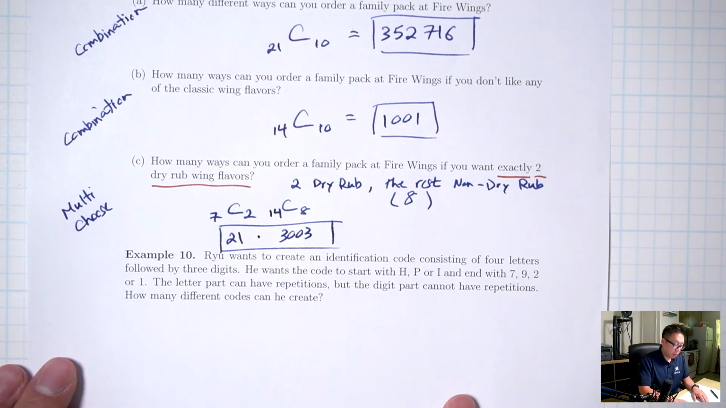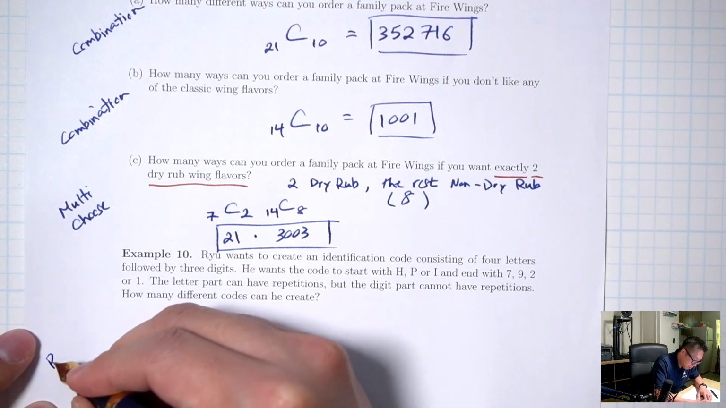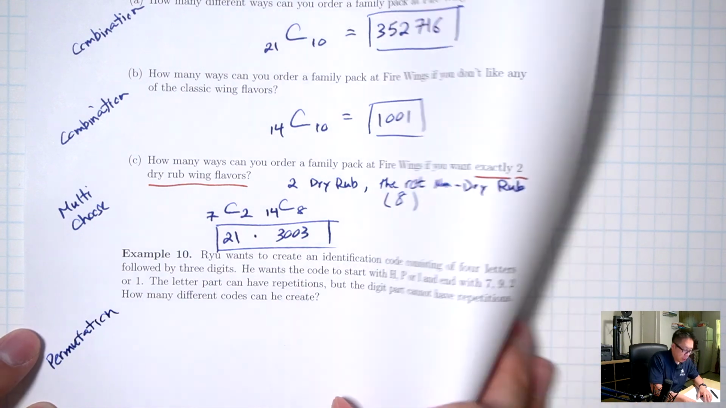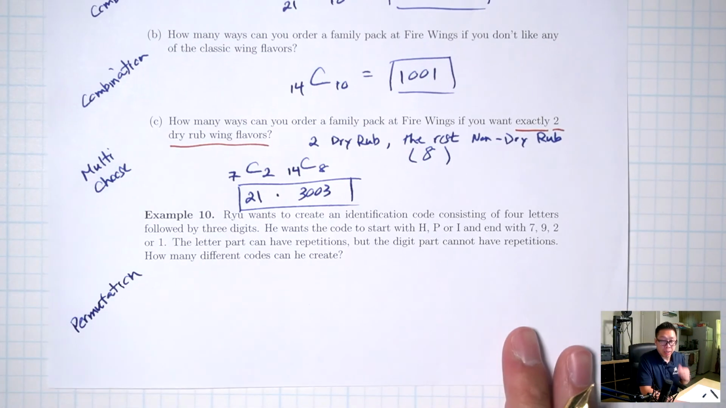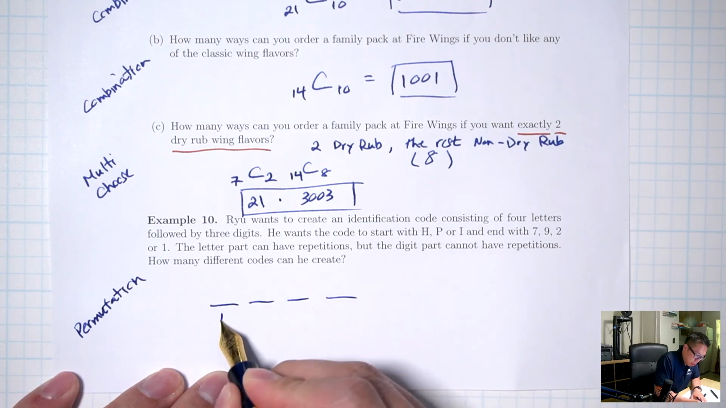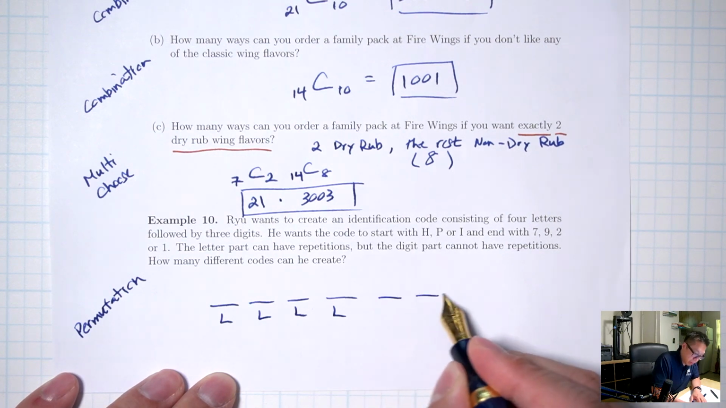Example 10. Ryu wants an identification number code consisting of 4 letters followed by 3 digits. So already this is like a password, so this is a permutation. We're not rearranging anything, so this is a regular permutation. How many blanks do I need? 4 letters, 3 digits.